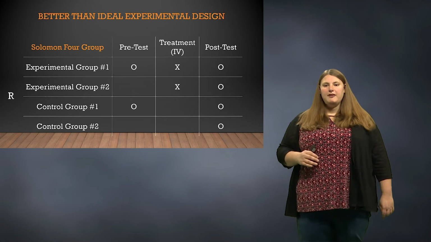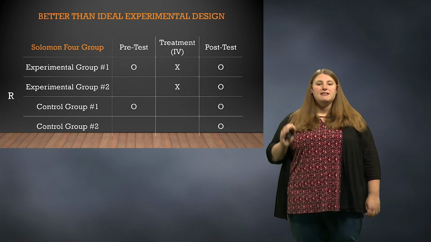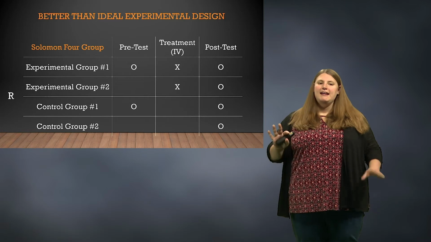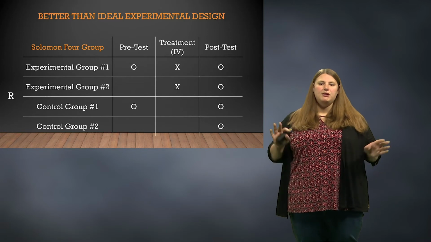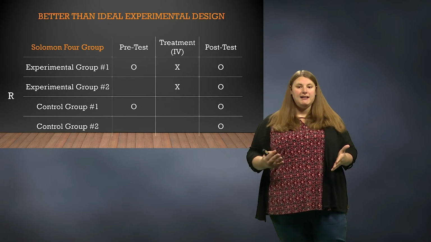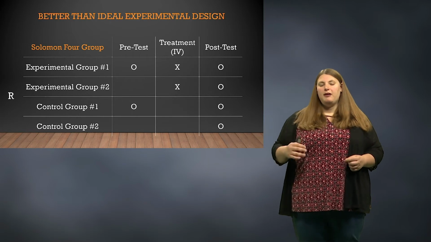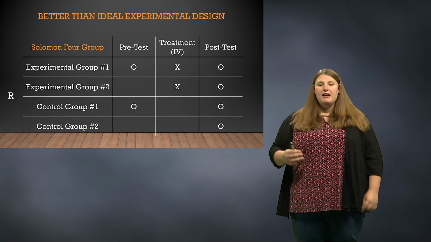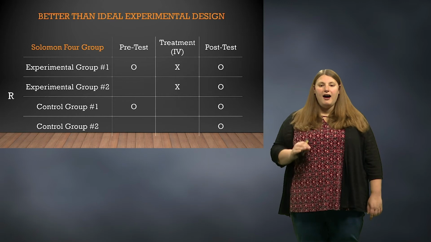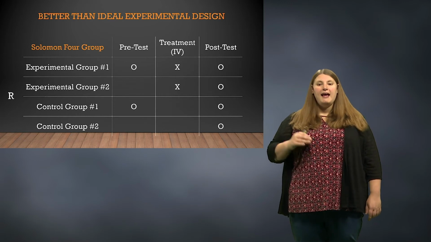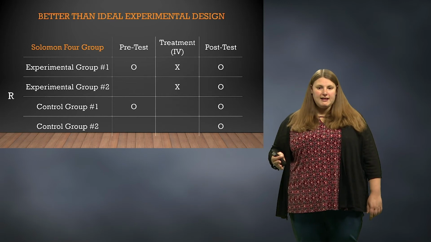The last type of experimental design that I want to show you is called the Solomon four-group design. It's a little out of our depth in this course, so I don't expect you to actually apply this at any time, but I do want you to be familiar with what this design is. The Solomon four-group design is a combination of the ideal experiment and the two-group post-test only design.